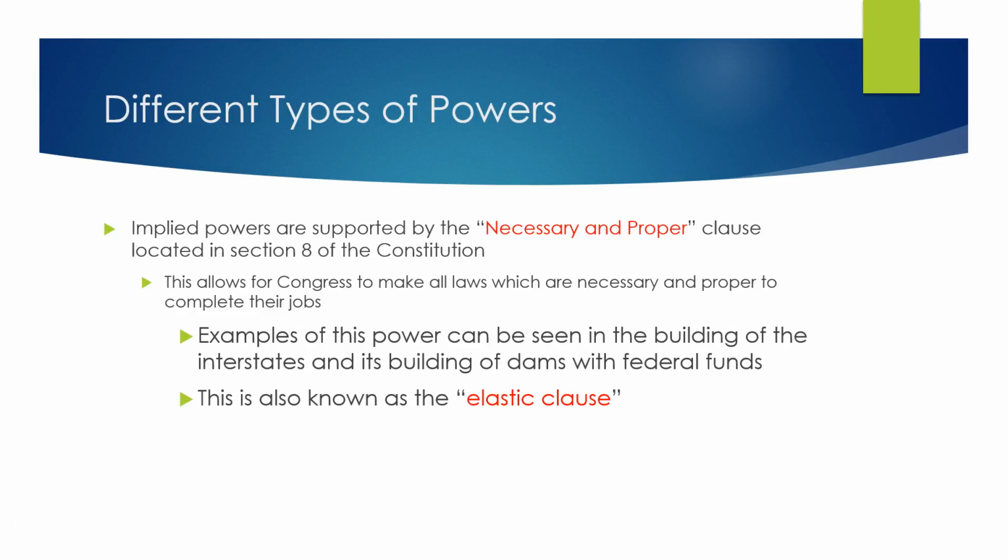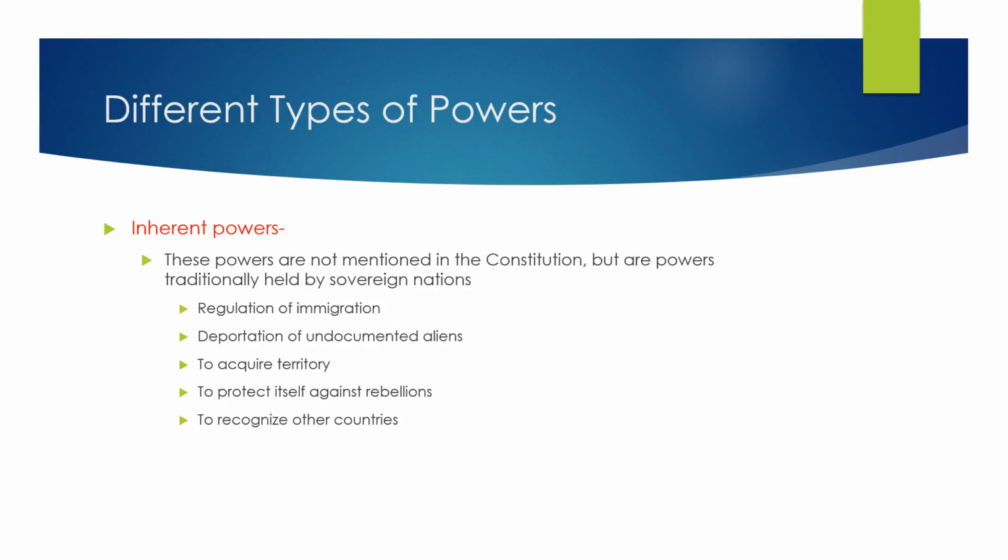So those things are necessary and proper to be able to do that. So that's one of the reasons why we get the concept of an implied power. The Constitution also states that this is also known as the elastic clause. So we have the ability to stretch what we know we have to do in order to get done the things that are necessary and proper.